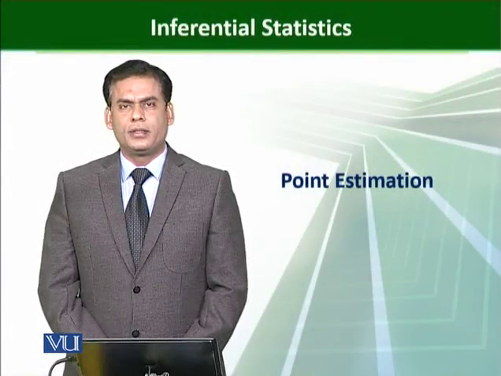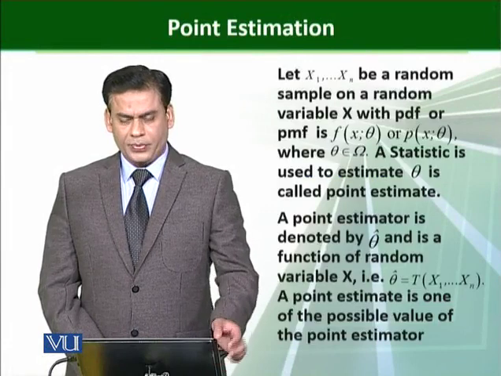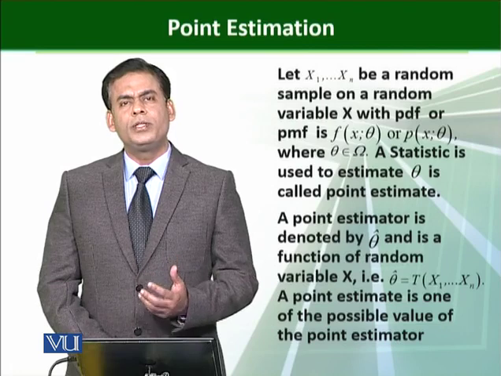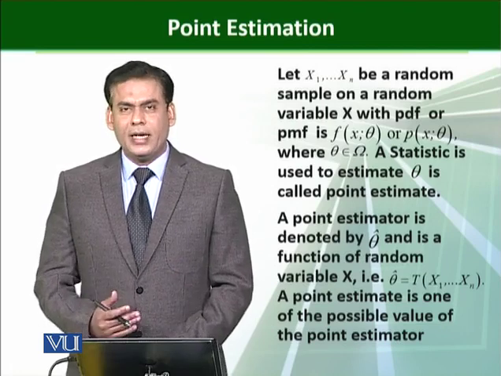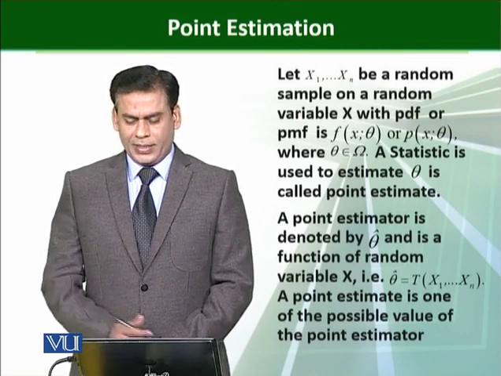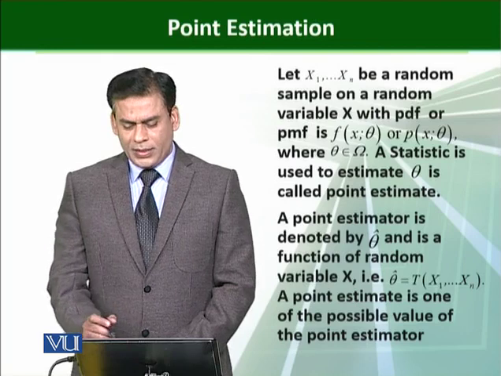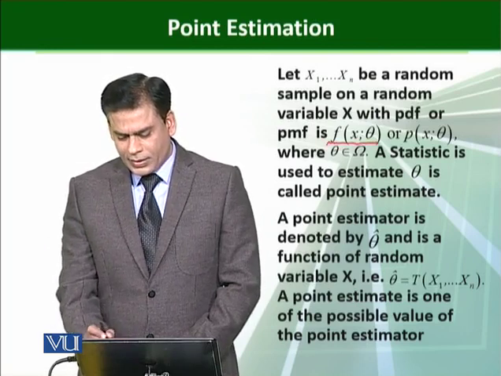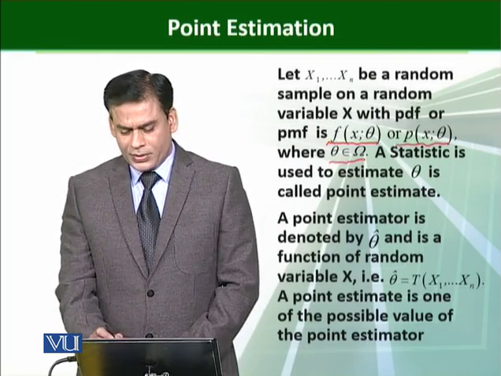Point estimation. Point estimation is the first step in statistical inference. Basically, point estimation will provide us a single point on which we can make certain inferences about the population parameter. Let x1, x2 up to xn be a random sample on a variable x with the probability density function or probability mass function. You can see that we can write it as f(x; theta), where theta is the parameter space.